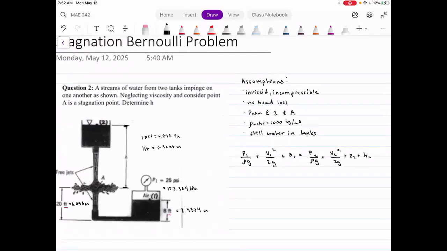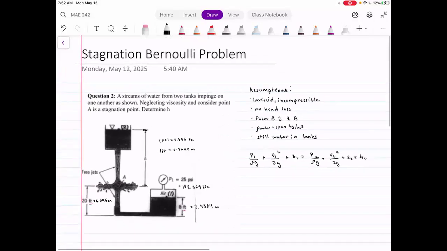In this video, we're going to be discussing a Bernoulli problem with stagnation. So let's go ahead and get into the problem statement. We can see we have two different tanks of water with streams coming out of them that are interacting at point A, which is a stagnation point, and we're asked to determine H, which is the height from point A to the top of tank 2.